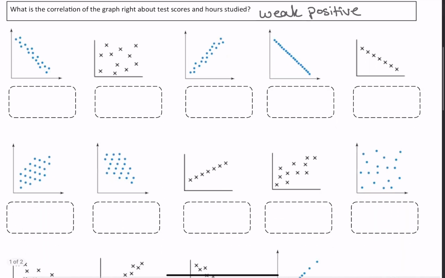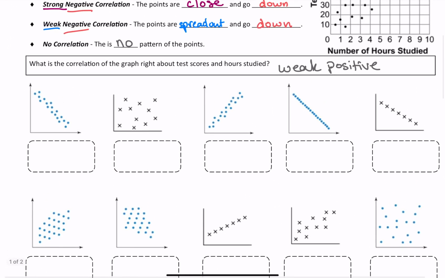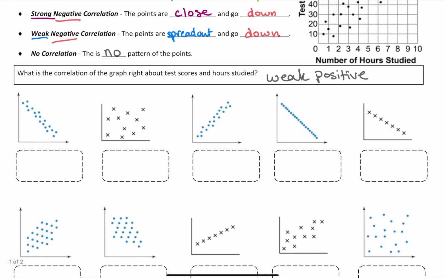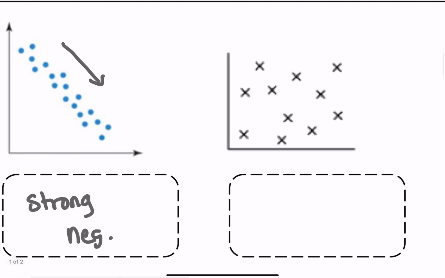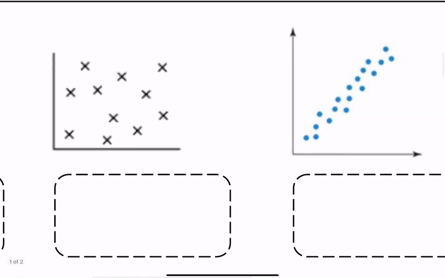So I got a beaucoup bunch of examples. And if you don't take French, beaucoup means a lot. So let's look at this one. It's going down, right? And my dots are close together, so this is a strong negative correlation. I'm going to write NEG for negative because I always forget how to spell it. This next one, it's not really going up and it's not really going down, so this is going to be one of those no correlations. And I'm going to abbreviate correlation.